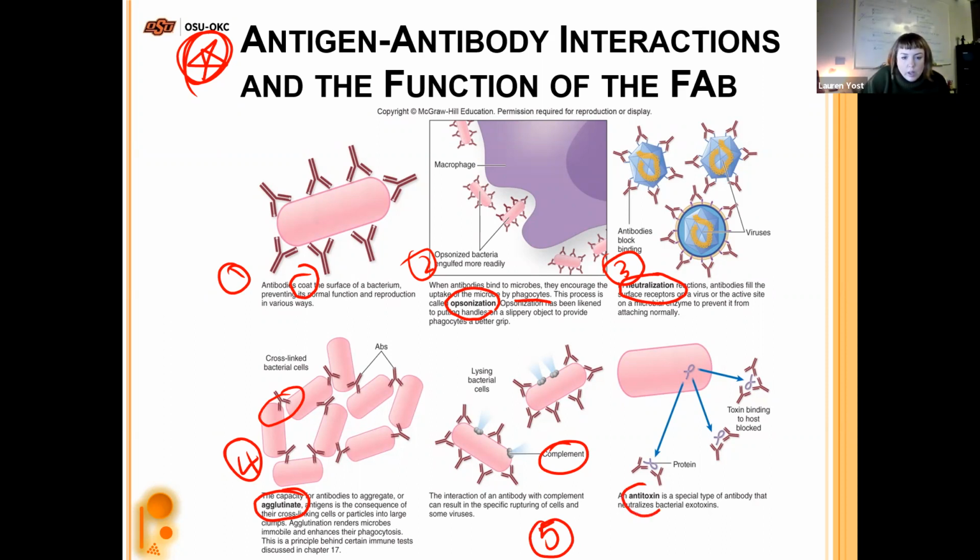We can also use antibody as an antitoxin. That is literally special kinds of antibodies that are specific for exotoxins that are being secreted, so that the exotoxins can't do their thing. That's like what we're looking for with the tetanus. That's 6. So remember all 6 of those.